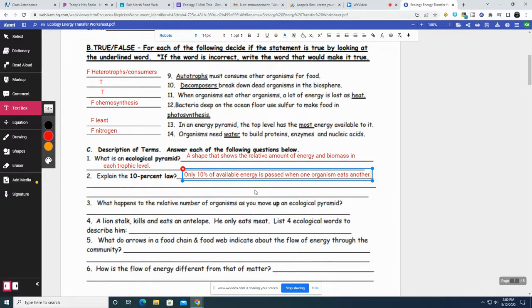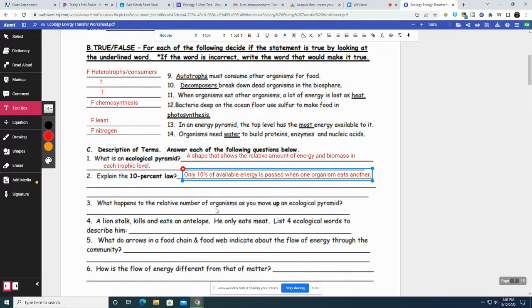So when a deer eats grass, the deer's only getting about 10% of all the energy that's available. And when something eats the deer, like say a bear, the bear is only going to get about 10% of the available energy in the deer. And it's only going to get 1% of the available energy that was in the grass that the deer ate. So that's the 10% law. 90% of the energy gets lost. And it's kind of confusing, but it's not that big of a deal.